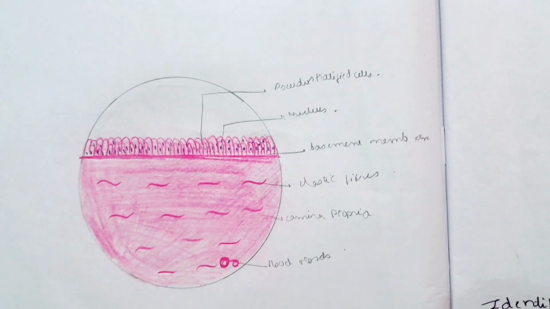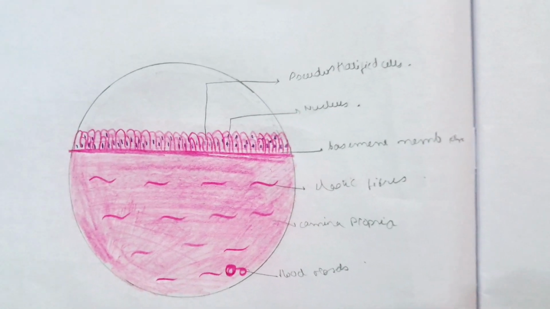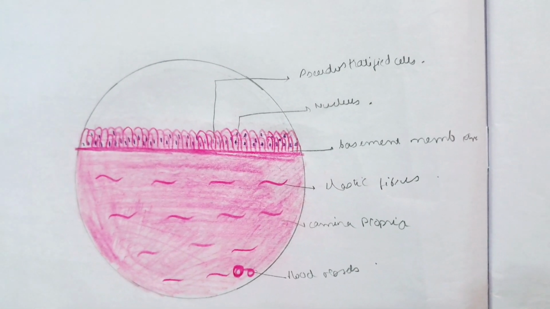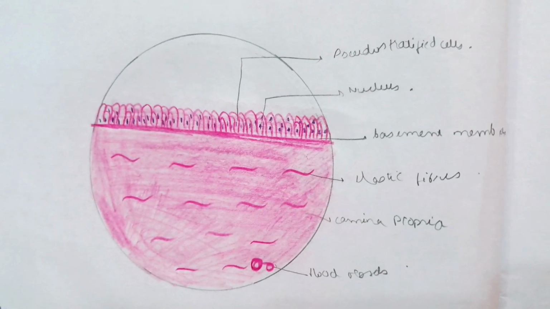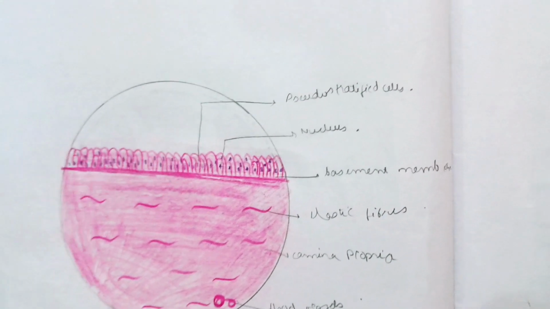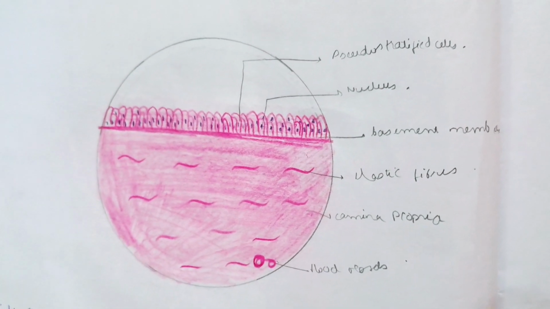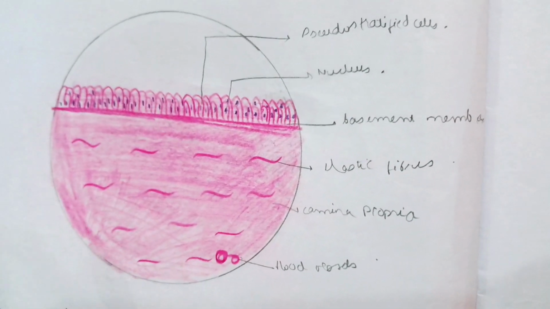And now let us see the pseudostratified epithelium. It consists of a single layer of cells with different heights, because of which the epithelium appears stratified. Stratified means it contains many layers, but it consists of a single layer, though it appears like that. Examples include respiratory epithelium.